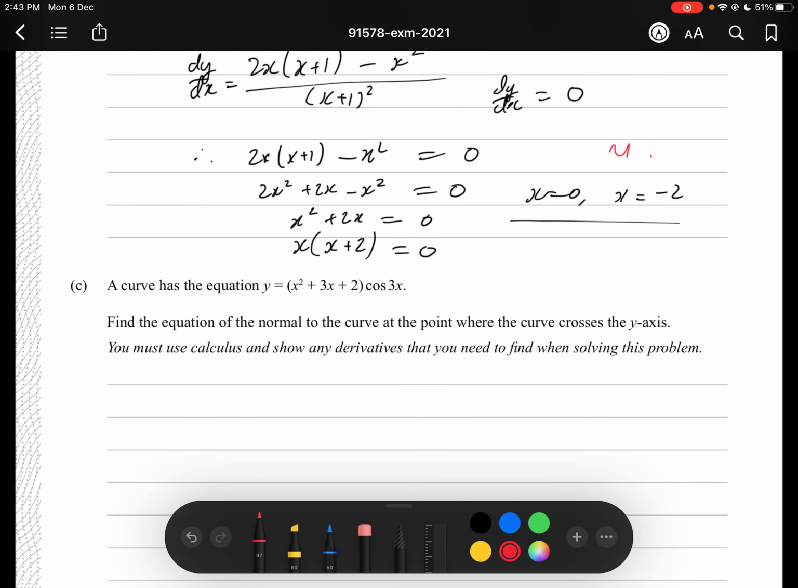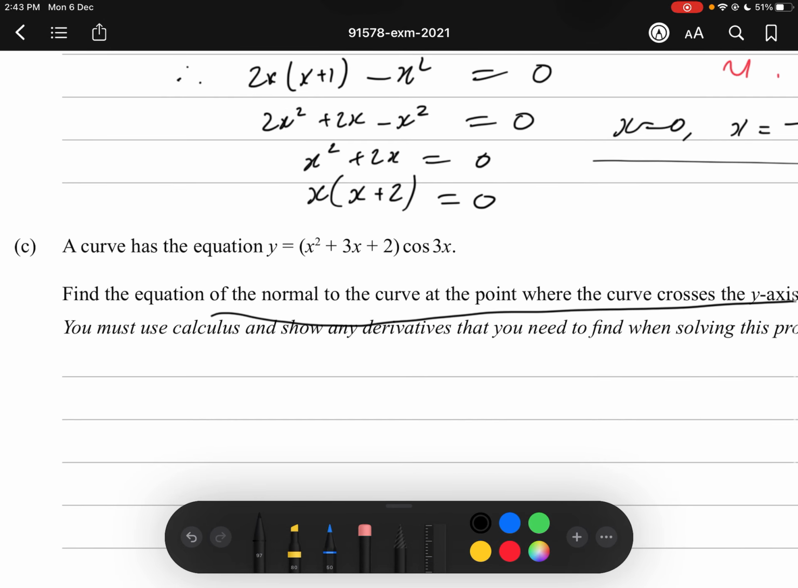Alright, a curve has the equation y equals (x squared plus 3x plus 2) times cos of 3x. Find the equation of the normal to the curve at the point where the curve crosses the y-axis. So the equation of the normal is perpendicular to the tangent line, and we know that the gradient of the tangent line times the gradient of the normal line is equal to negative 1. But first of all, in order to find the gradient function, we need to differentiate the function.